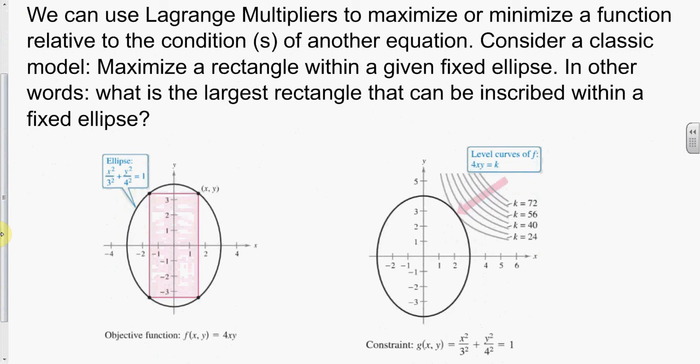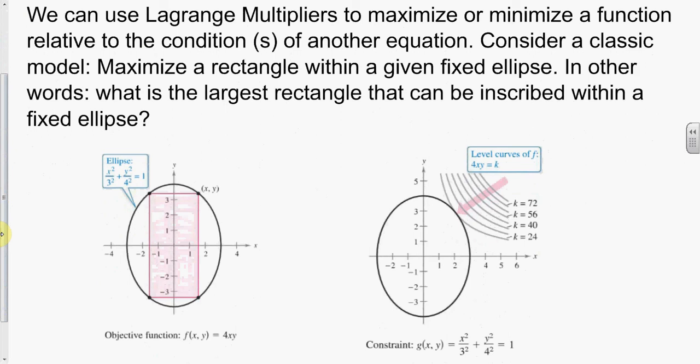Which one of those would be the constraint equation? The constraint equation would be the so-called circle, or the ellipse. And we want to maximize the rectangle. So here the rectangle is being constrained by the ellipse. If you enlarge the ellipse, obviously you have to enlarge the rectangle. If the ellipse is smaller, then you get a smaller rectangle.